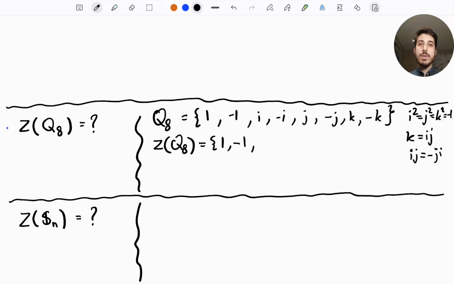Okay, what about i, j, k? What about their inverses, minus i, minus j, minus k? Are they part of the center? Okay, so we know that k and minus k are two different elements, right?